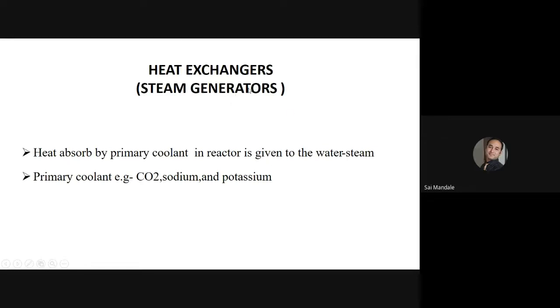Heat exchanger. A heat exchanger is any device which is used to exchange heat from low temperature to high temperature, or high temperature to low temperature. It absorbs heat from the primary coolant in the reactor and gives it to the water stream. The primary coolant is CO2, sodium, and potassium. So these are the coolants. The high pressure, high temperature water or steam is allowed to pass over this so that the temperature is controlled. So the heat exchange takes place between the water stream and these coolants.